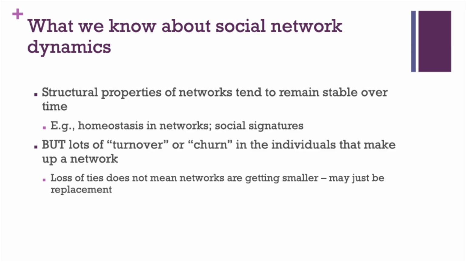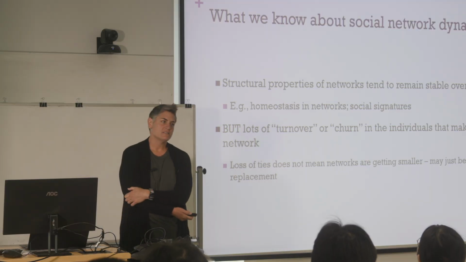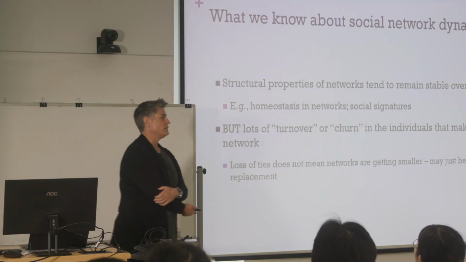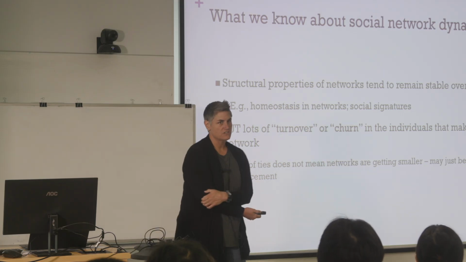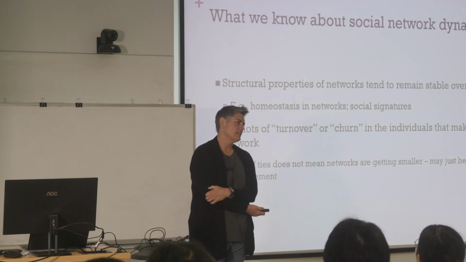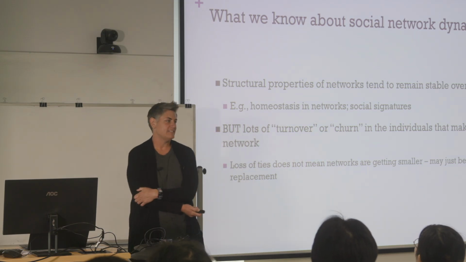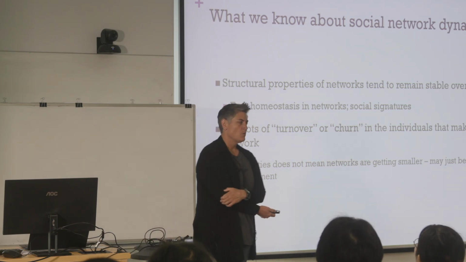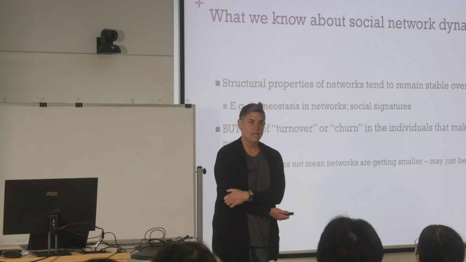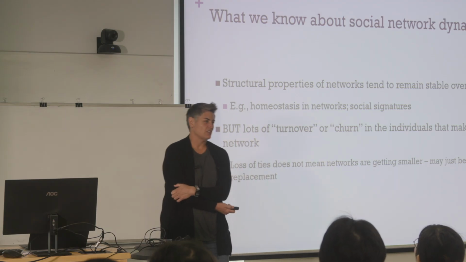We know that structural properties of networks tend to remain pretty stable over time. Ben Cornwell, for example, has published a couple of really great papers using NSHAP data on what he calls homeostasis in networks. There's been really interesting research on social signatures, a lot of which comes out of anthropology. If you've heard of Dunbar's number, there's the idea that we could only maintain a certain number of relationships with our feeble human brains, and that this drove evolution. I actually love that stuff.